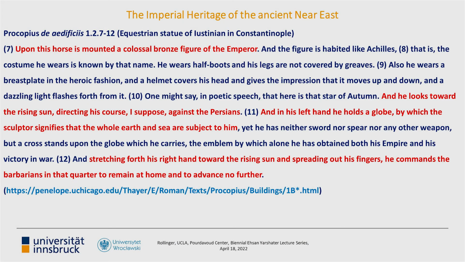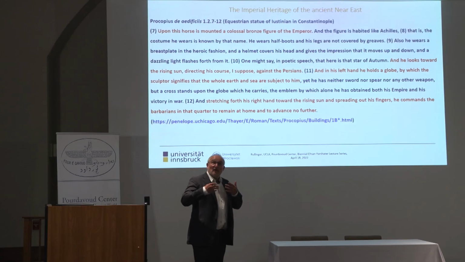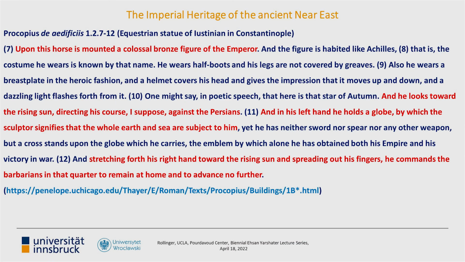And in his left hand he holds a globe, representing true world rule, by which the sculptor signifies that the whole earth and sea are subject to him. The whole earth and sea. Yet he has neither sword nor spear nor any other weapon, but a cross stands upon the globe which he carries, the emblem by which alone he has obtained both his empire and his victory in war. Of course, this is now a Christian addition to world rule, but then again, it ends: stretching forth his right hand towards the rising sun, and spreading out his fingers, he commands the barbarians, the Persians and the Indians, in that quarter to remain at home and to advance no further.